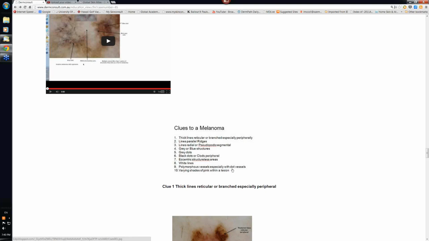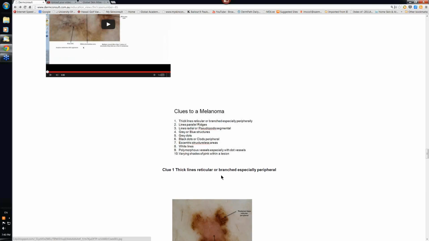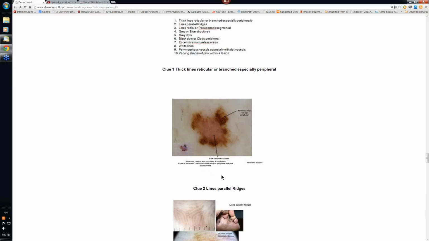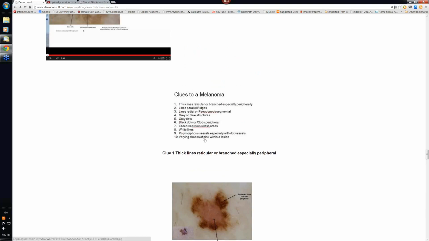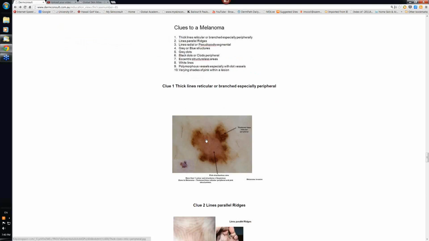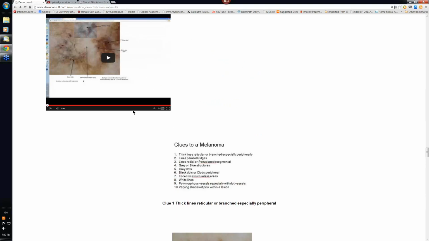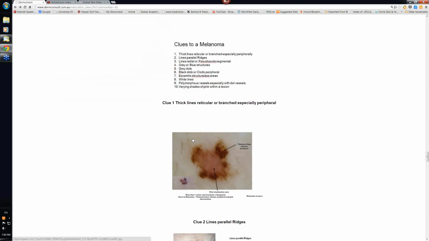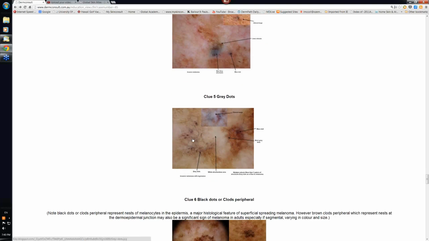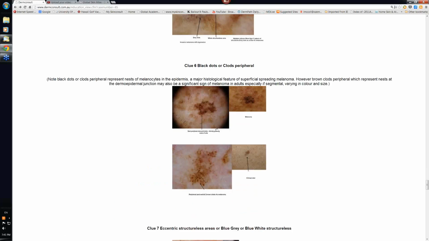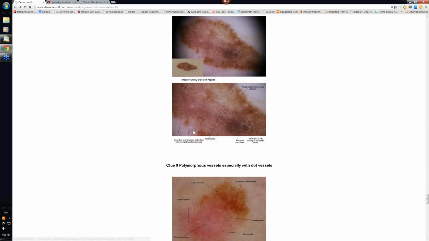Then we talked about polymorphous vessels, especially with associated dot vessels. And the other thing, Scott Menzies, one of his clues, varying shades of pink within a lesion, especially if it's a virtually colorless lesion anyway, then various shades of pink can be clues to melanoma. Have a little look at that and listen to that video. It goes into all of these things and goes through all these various images.